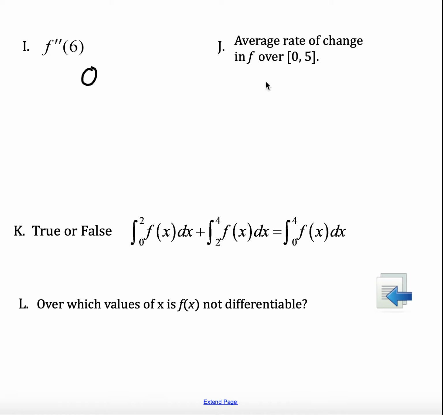Our answer is 0. And then if you wanted to find the average rate of change between 0 and 5, you guys know how to do the average rate of change. I'm not going to go over that. I'll just give you guys the answer. The answer is 4 over 5.